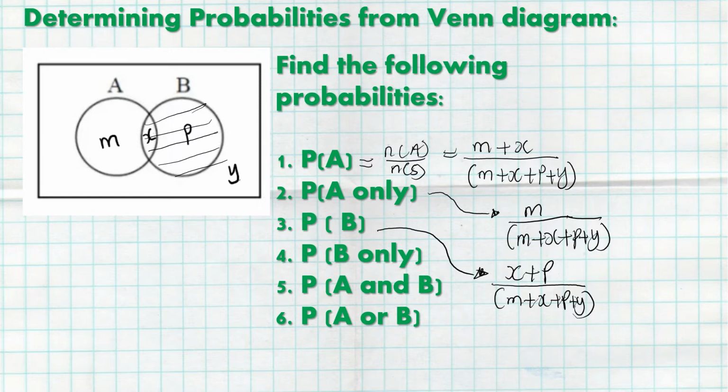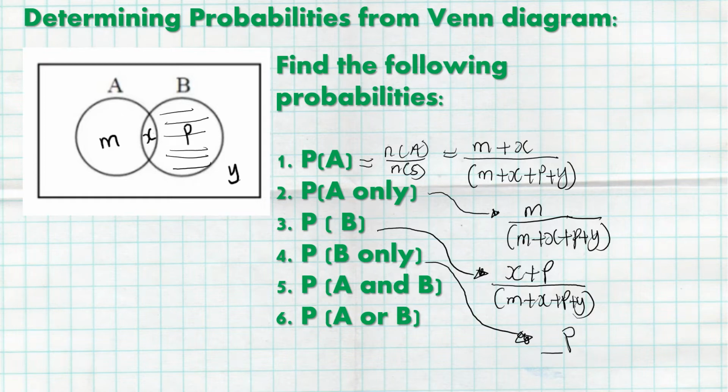Okay, let's now move to number 4. So I'm just going to put it down here. For number 4, they want the probability of B only. B only. So it's all the outcomes that lie in only B, right? So it's only what?